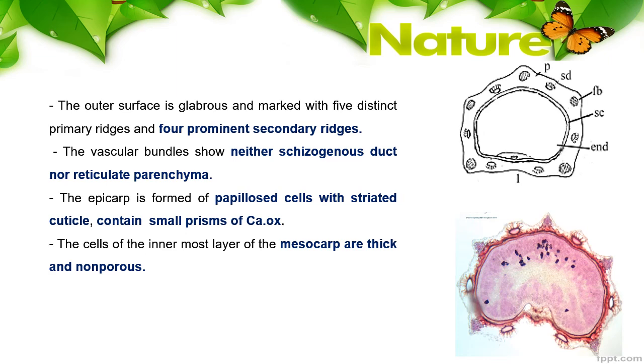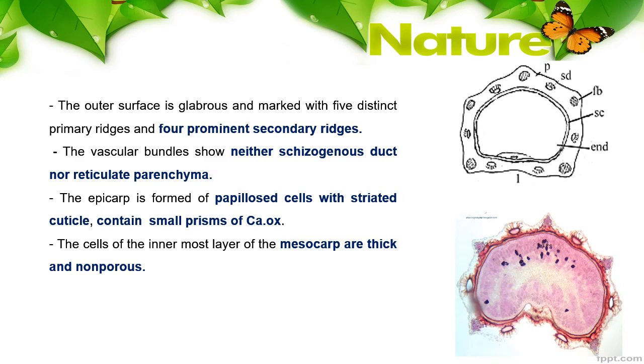The vascular bundle shows neither schizogenous duct nor reticulated parenchyma. So we have the normal structure of vascular bundle without the outer lacuna or schizogenous duct. But here it differs from the Umbelliferous character, in that the parenchyma underlying the vascular bundle is normal, not reticulated.